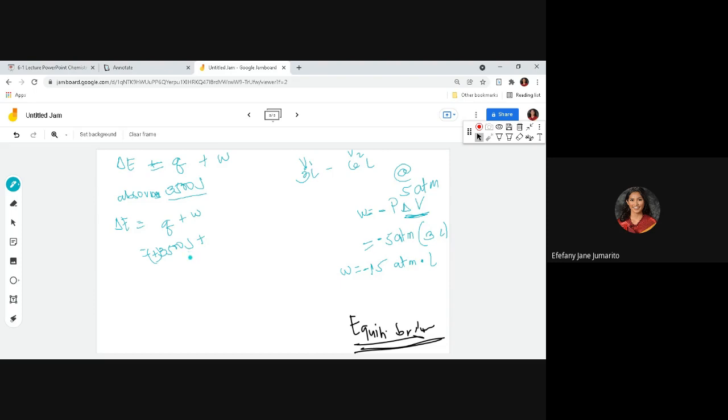Now, we will plug it in here, but we have to convert liter atmosphere first so that it will be uniform with joules. We have this conversion: 101.3 joules is equal to 1 liter atmosphere. So we will convert the atm.